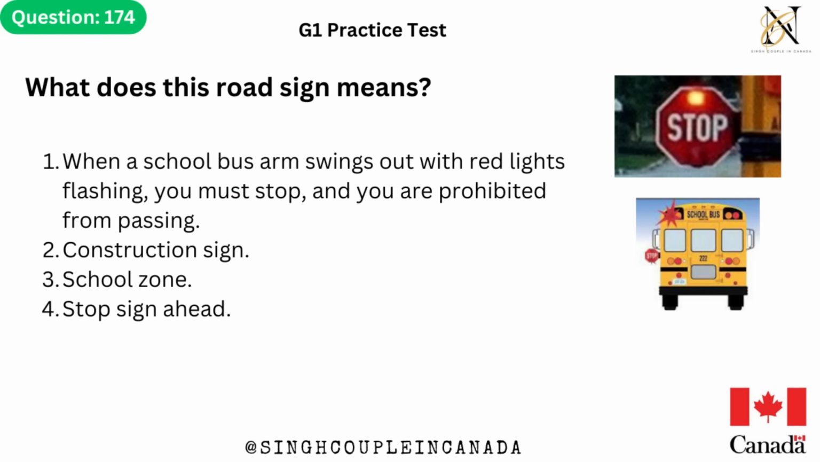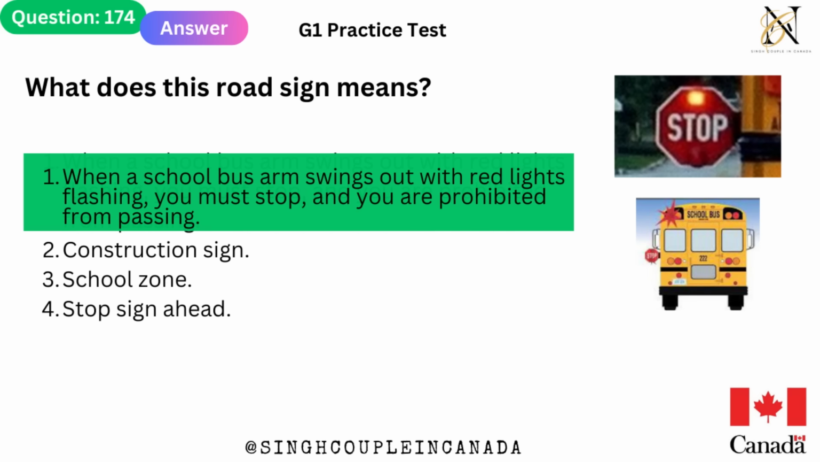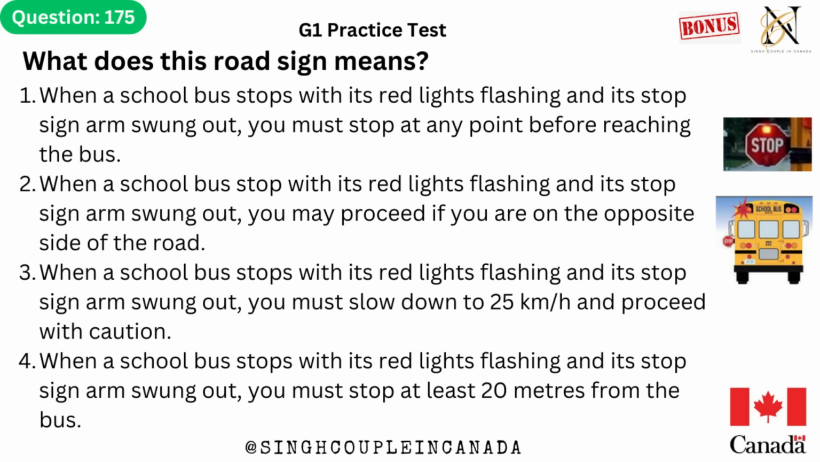What does this road sign mean? 1. When a school bus arm swings out with red lights flashing, you must stop, and you are prohibited from passing. 2. Construction sign. 3. School zone. 4. Stop sign ahead. The answer is 1. When a school bus arm swings out with red lights flashing, you must stop, and you are prohibited from passing.